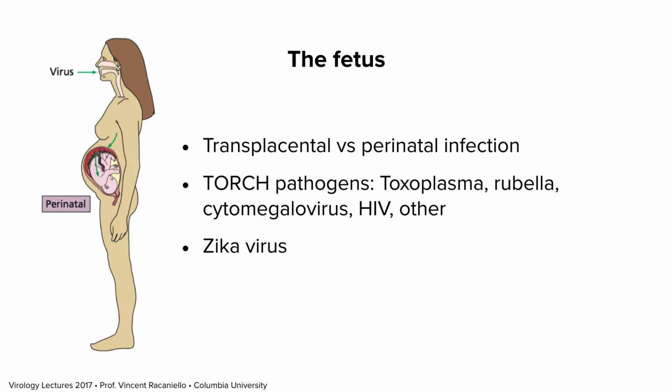We have identified the so-called TORCH pathogens: Toxoplasma, rubella, cytomegalovirus, HIV, and others that cause birth defects. And the O stands for others. They were very smart to put an O in the name because they knew that more and more agents would be identified. And there are other viruses that can cause transplacental infection. And of course, Zika is one of them, and we'll talk about that later.